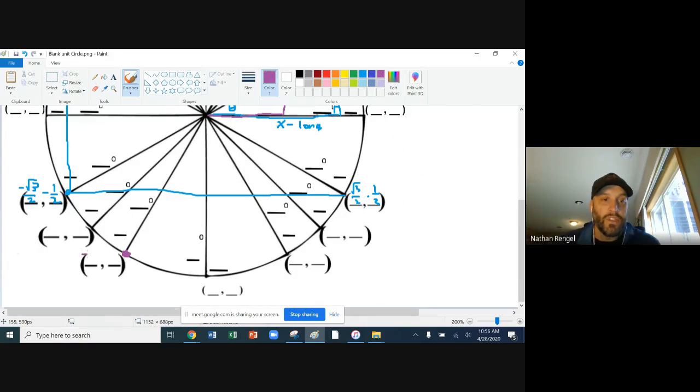Both are negative, so it's going to be negative 1/2 is my x, which is my cosine. And then y, my sine, is negative square root of 3 over 2. Heading over to my last, x is positive, so it's going to be positive 1/2 over negative square root of 3 over 2. So there's your unit circle all filled in.